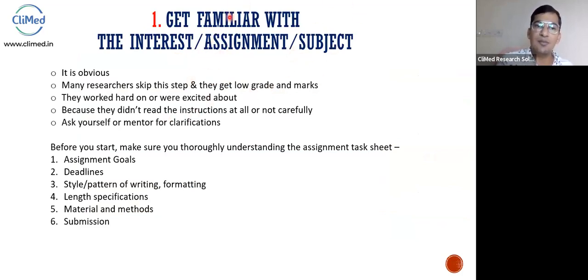I already mentioned it, but first of all, get familiar with your interest or assignment or the subject. Many researchers skip this step, and they get low grades or marks, either from the guide, the colleagues, the observer, or, if you're writing a review paper, the reviewer. They work hard and they are very excited, but they didn't read the instructions properly, so they get nowhere.